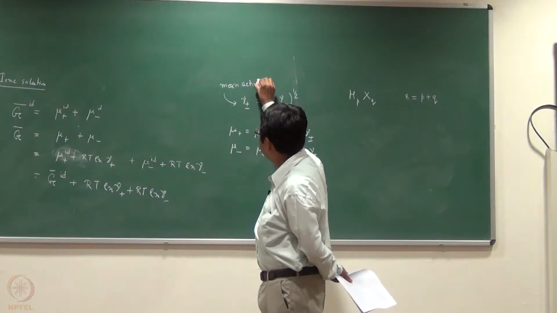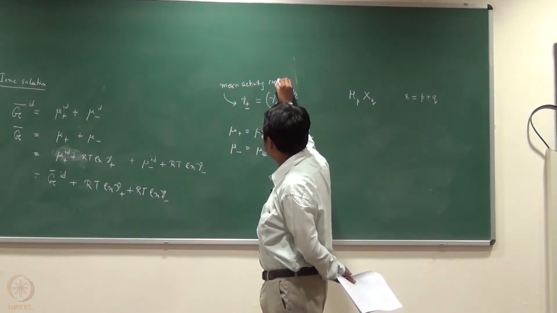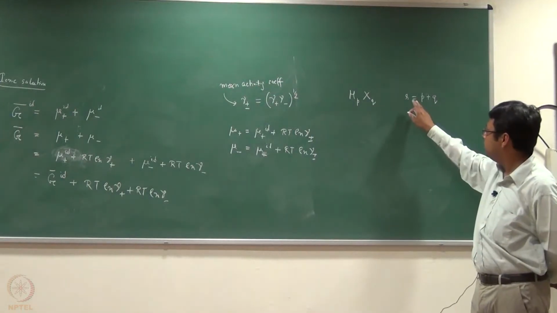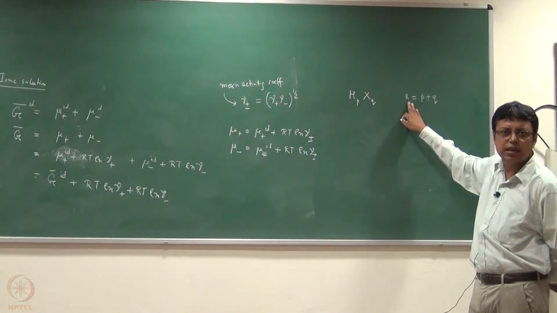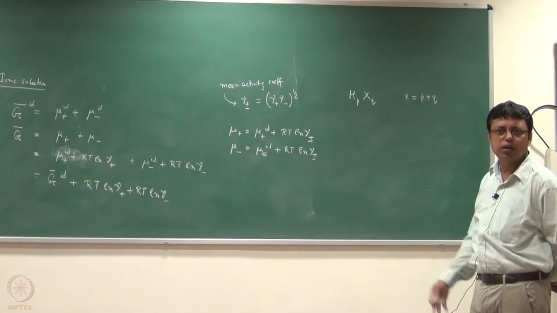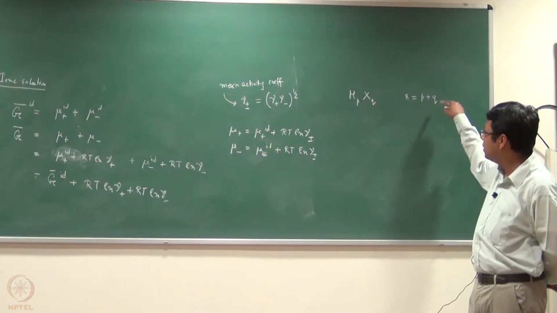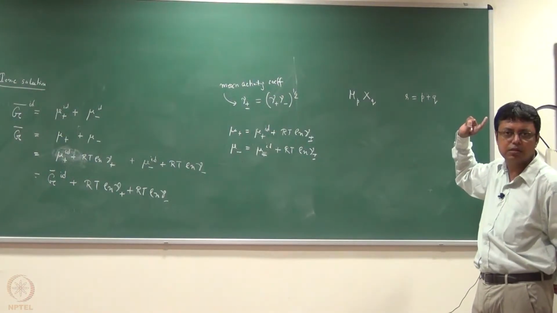Mean activity coefficient. Okay, and so then the total number of charges will be basically S, which is P plus Q. Okay, total number of ions present per mole. Actually, if I have to multiply by Avogadro number, as simple as that.